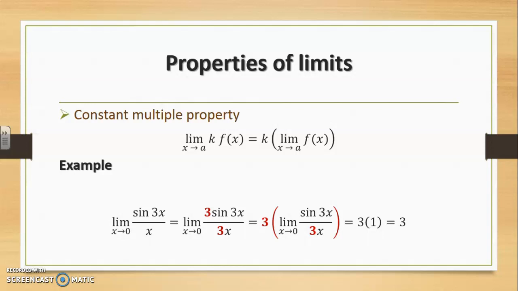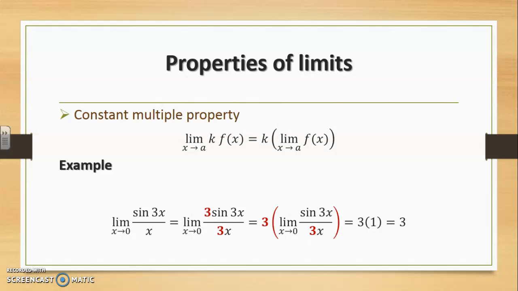We have in the first place the limit as x approaches 0 of sine of 3x over x. This is a 0 over 0 form. The problem with it is that although we know how to factor and we know how to rationalize and we know how to deal with fractions, this doesn't fit either of those possible techniques.